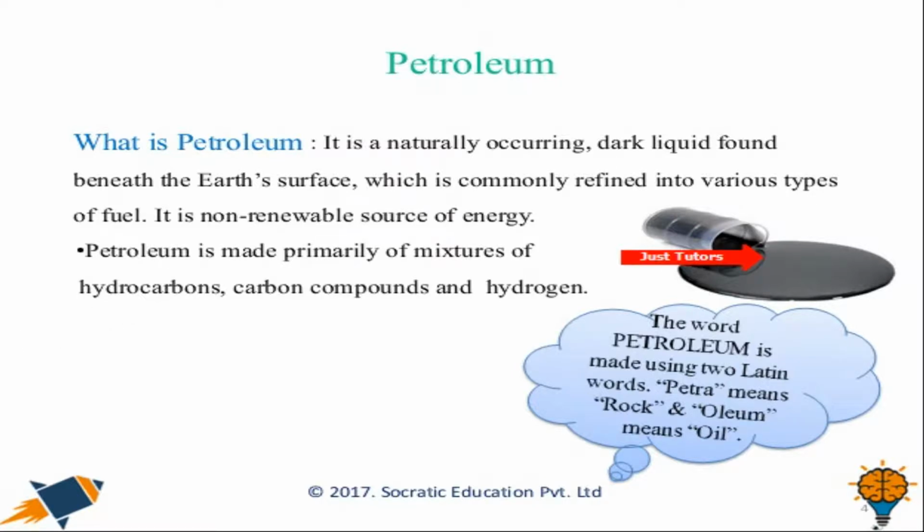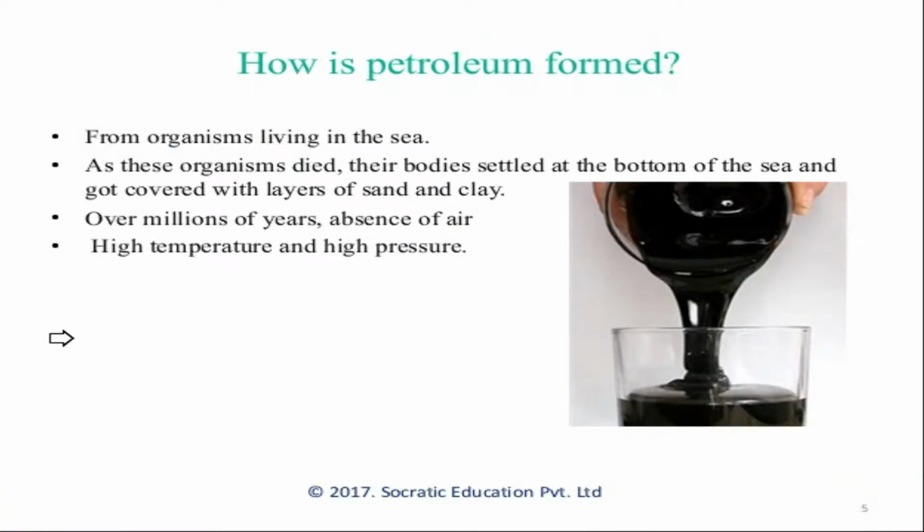Now let's see how it is formed. So it is formed from organisms living in the sea. When these organisms died, their bodies settled at the bottom of the sea and got buried under it, and over time sand and clay deposited on it, so the pressure and the temperature increased and petroleum formed. So it is also a process of millions of years. As we have discussed about coal, it also took millions of years.